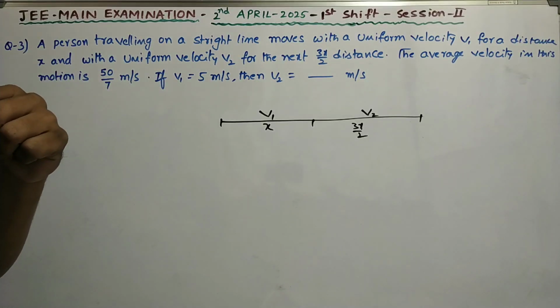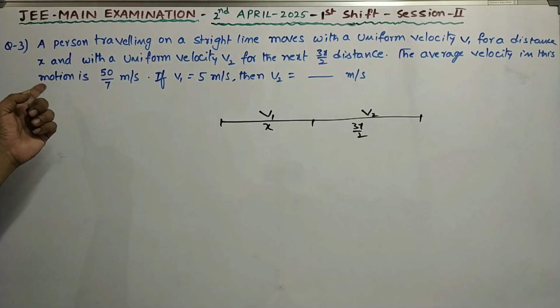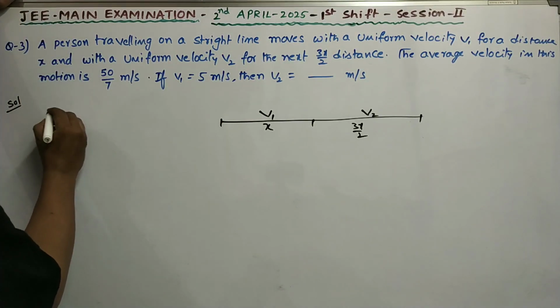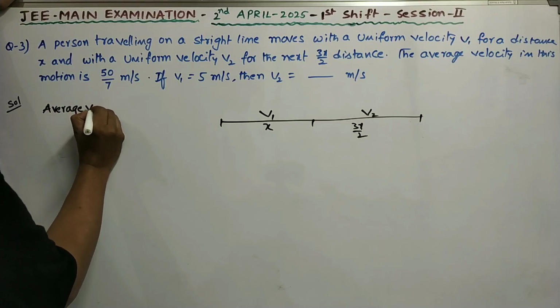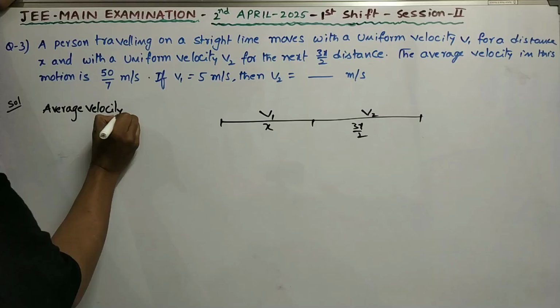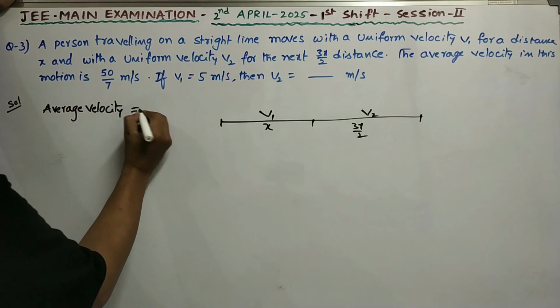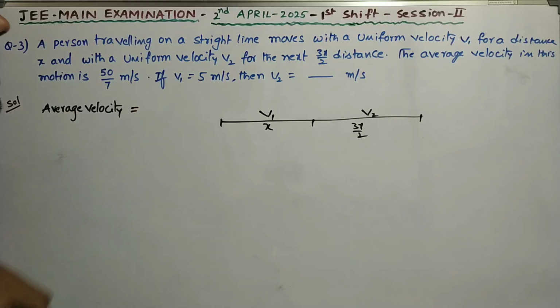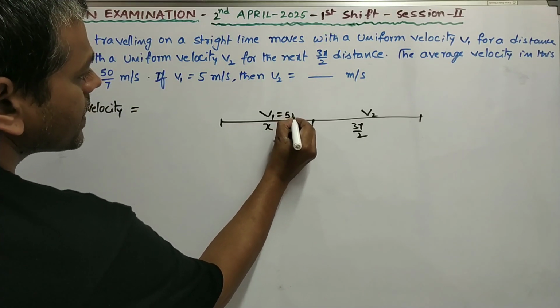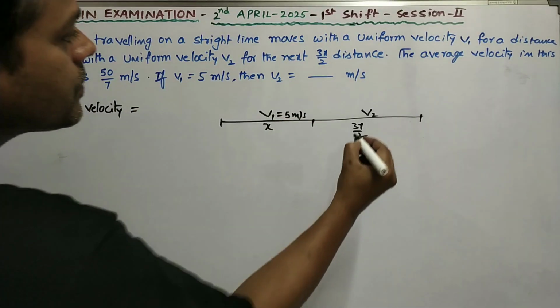Then what is asked? The average velocity of this entire motion is 50 by 7 meter per second. If V1 is 5 meter per second, which is given, then what is V2? This is what is asked.